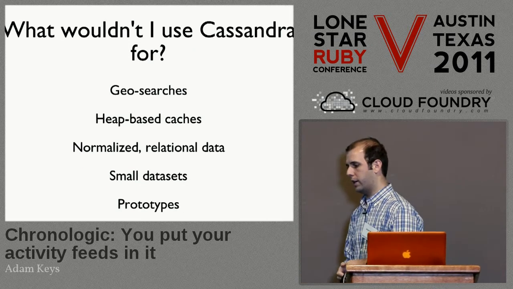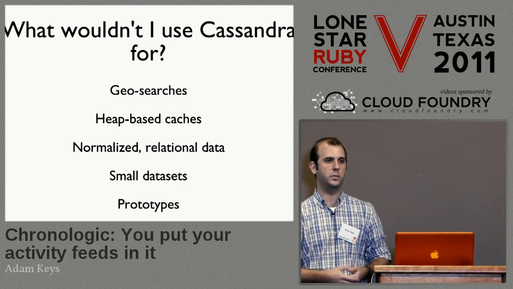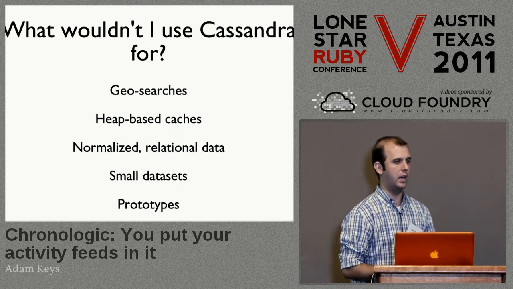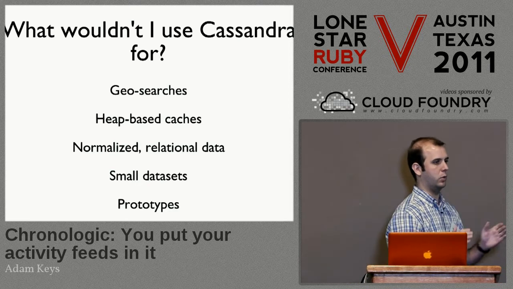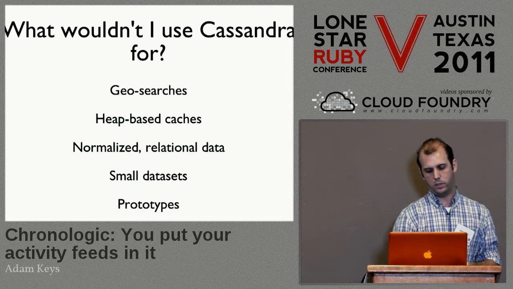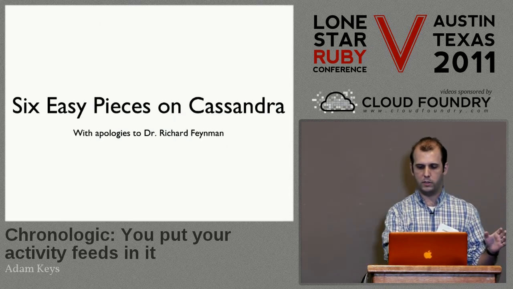And for prototypes, for things where I don't know what the queries are going to be, what data is going to be important and what data is going to be irrelevant, what I'm going to need fast access to, and what I can take my time fetching, I wouldn't use Cassandra until I really know the application really well. When I'm still figuring it out, I would use something that has ad hoc queries. So, 6 easy pieces on Cassandra.